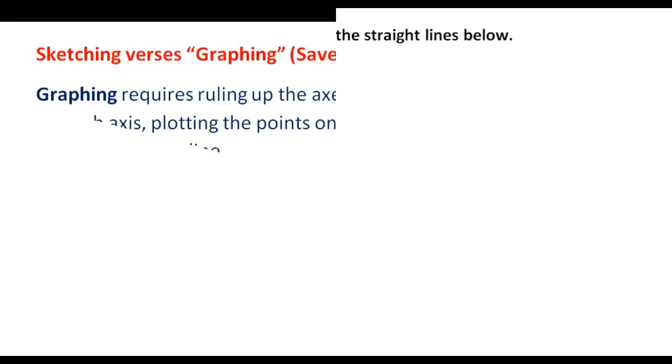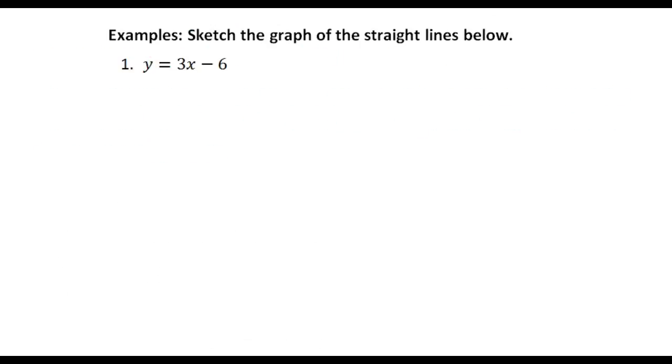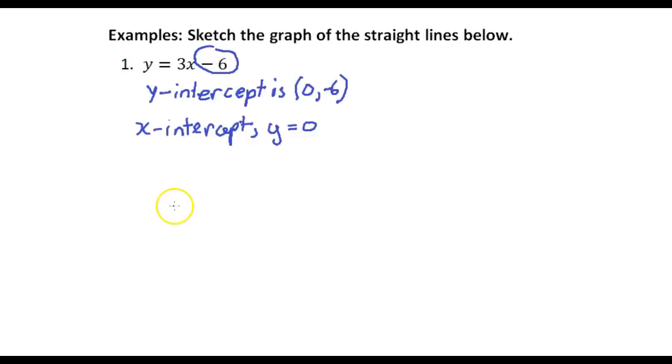Here are some examples. We're going to sketch the graph of each straight line. The first one is y = 3x - 6. Notice y is by itself already, so we can see the y-intercept is -6. To find the x-intercept, we set y equal to 0 in the rule, and we get x by itself. First, we have to change the side and change the sign of the -6. It becomes a +6.